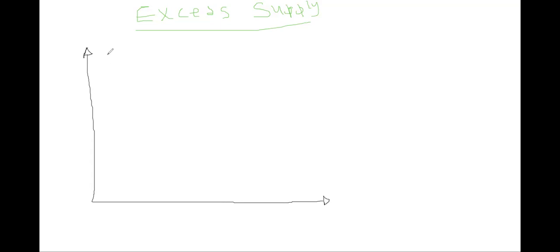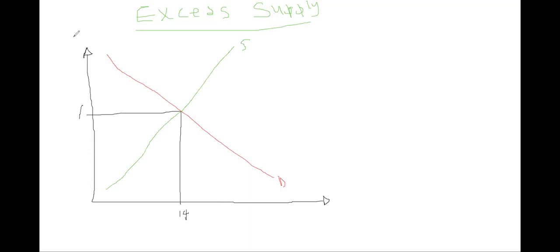So let's say that we have our demand. Then we have our supply. So where they intersect as before, we will have our equilibrium price. This was 1, and this was 4. So this is the price of the ice cream, and this is the quantity, in short.